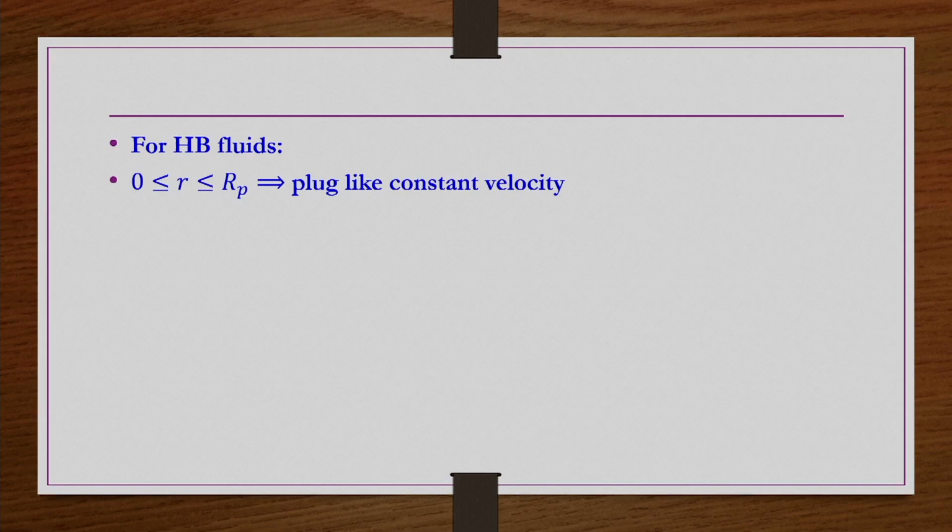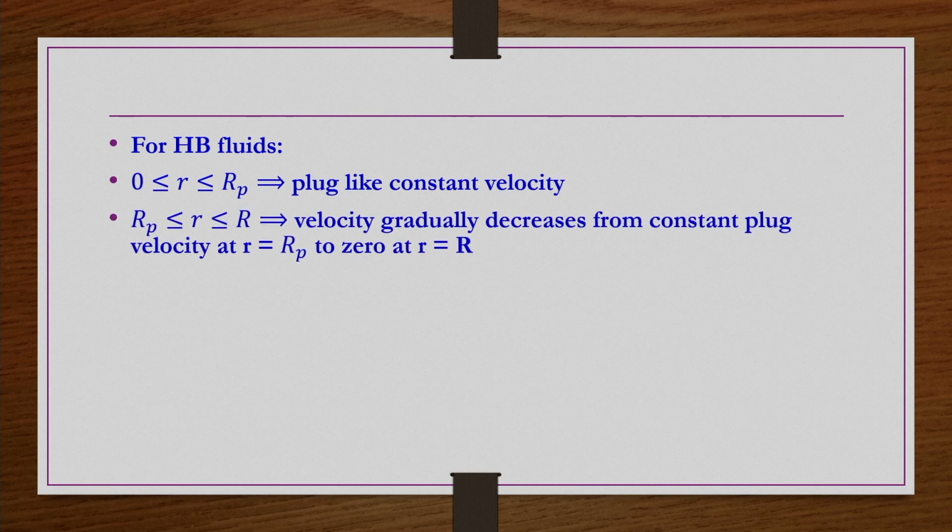So, now we bring that rheological information of the material from this point onwards. For Herschel-Bulkley fluids, between 0 and Rp, the material flows like a solid plug with constant velocity VZP, that is one region. And then in the remaining region between Rp and capital R, the velocity profile will gradually decrease from the constant plug velocity at r equals Rp to 0 at r equals capital R. That we already realized when we were discussing the physics of the problem at the beginning of the class. So, we have to get the velocity profile for these two regions independently.